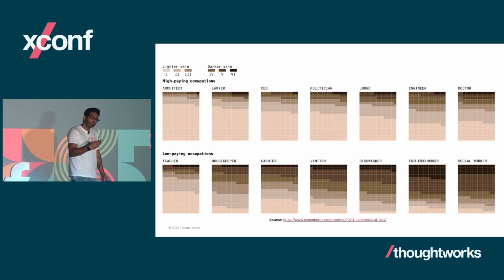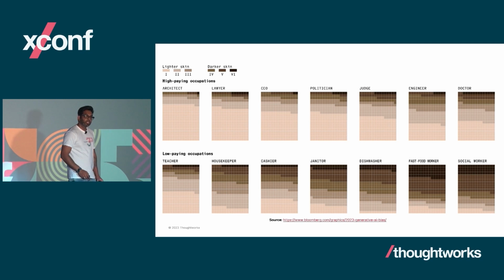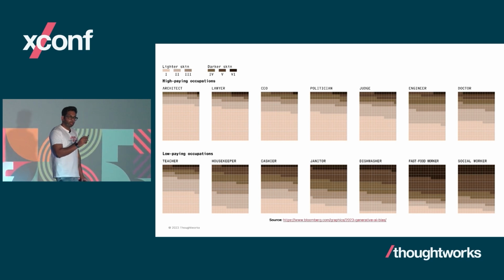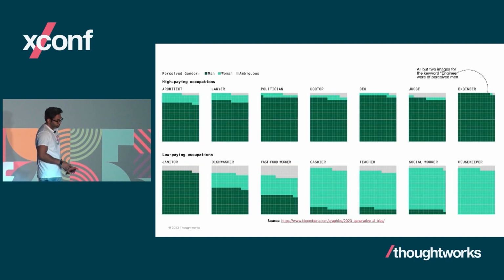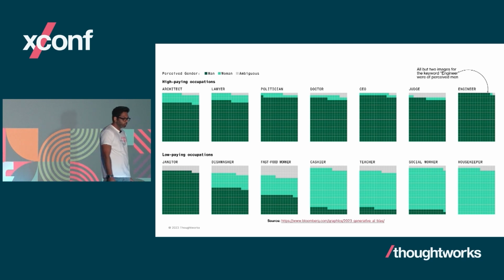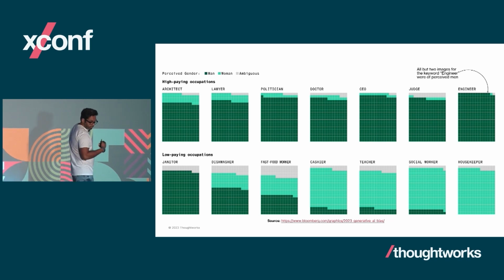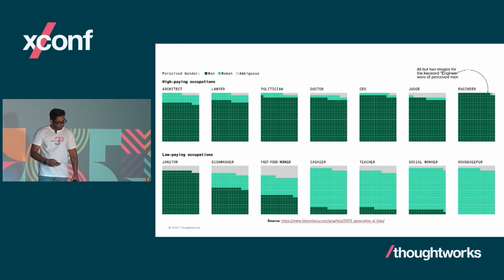They went layer by layer, and one thing they figured out was that all the high-paying occupations were shown with lighter skin, and the low-paying occupations all with darker skin. That was the first level of the study. Then they went to another level and brought in the aspect of perceived gender. The high-paying occupations like architects, lawyers, doctors, and CEOs were all men, and the low-paying jobs, from teacher to social worker, were all women.